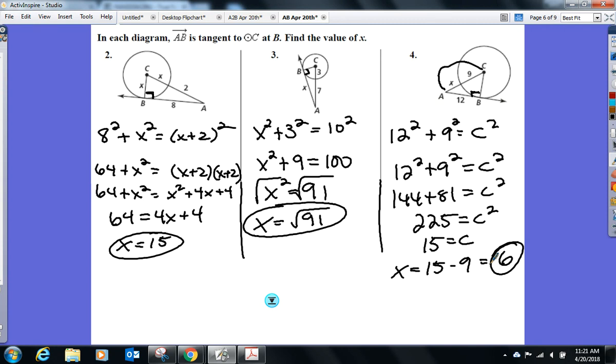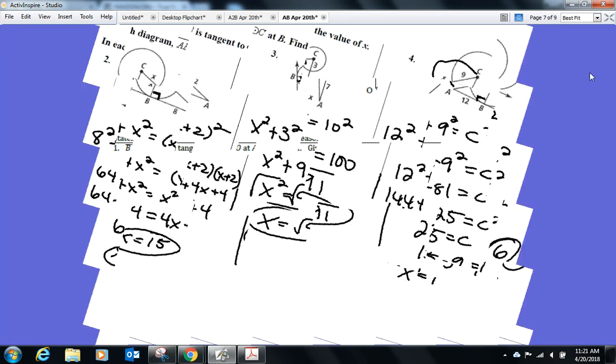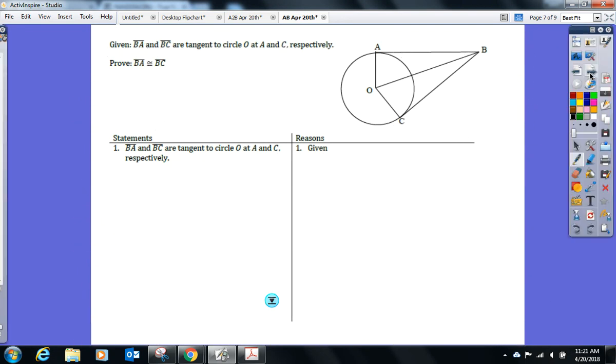Okay, here's where you're going to have to do some work on your own. A quick proof here. That's going to lead us to our last theorem of the day. I need your help proving BA is congruent to BC. Only way we're going to do that is how? Prove the triangles congruent so we can say CPCTC.